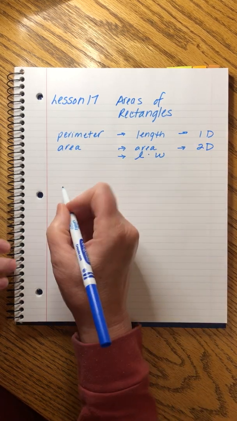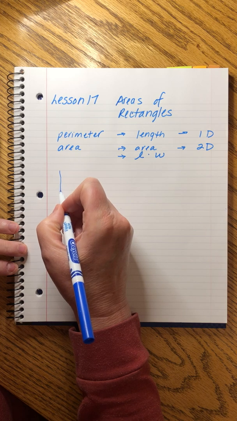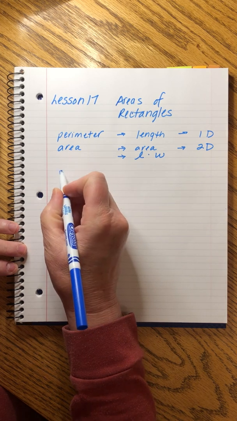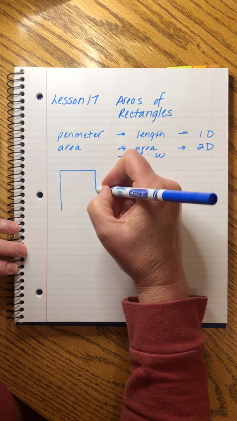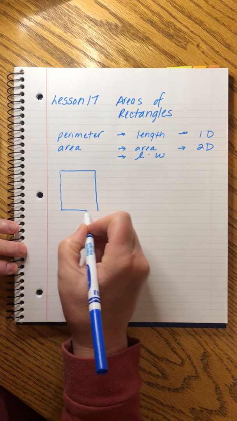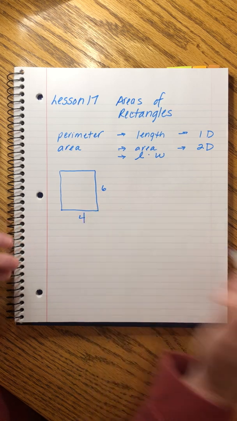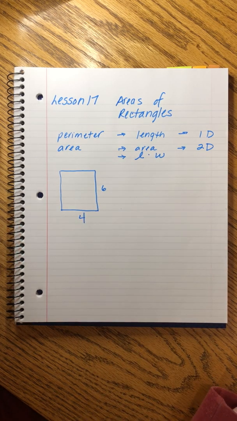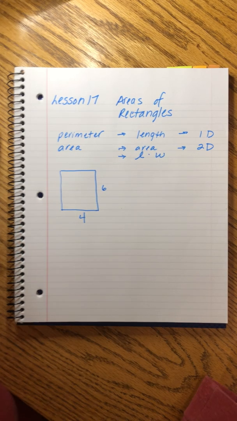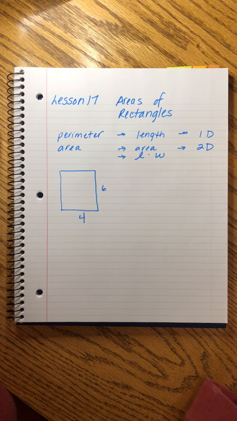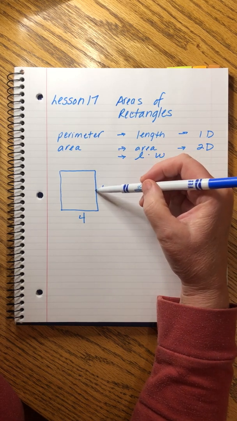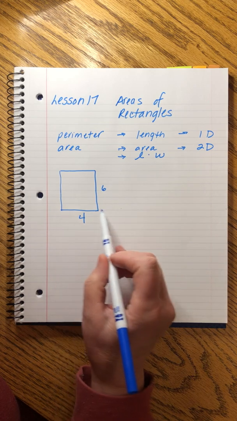Let's look at a simple example. 1, 2, 3, 4, 5, 6. I'm going to imagine a rectangle that is 6 units by 4 units. We can say feet, inches, centimeters, whatever unit you'd like. I'm just going to put the number there. And that tells us that this side is 6 units long and this side is 4 units long.